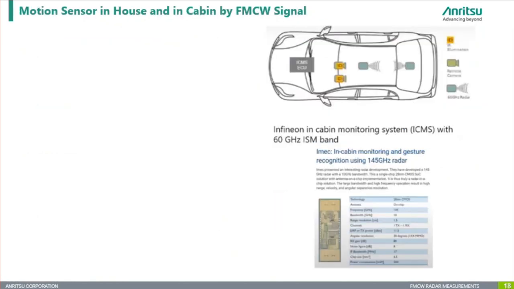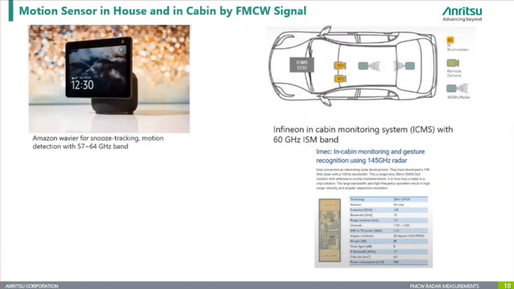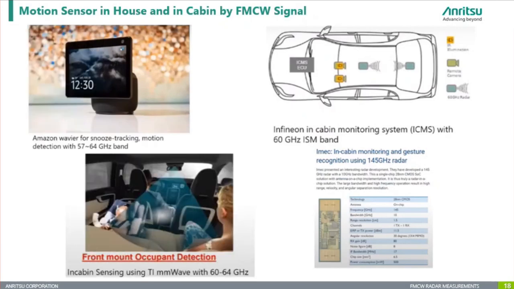So FMCW-based motion sensors inside a car cabin are designed to detect and monitor occupants with high precision, offering a range of safety and comfort features. Key applications: child presence detection detects micro movements like breathing or slight shifts, and alerts if a child is left behind in a parked vehicle. It works with blankets or clothing, even in low light.